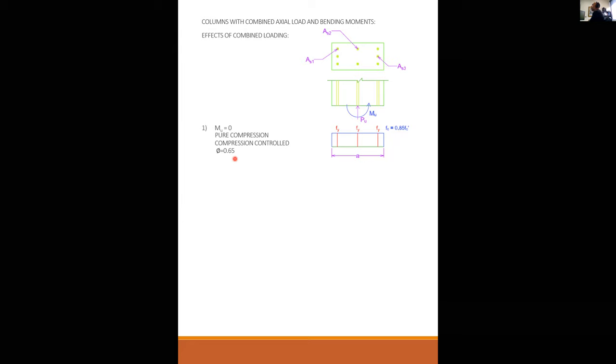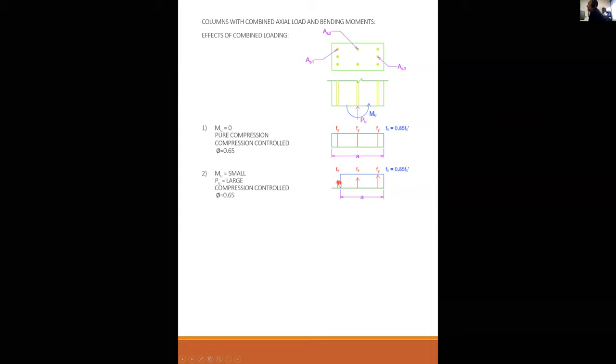Next case, where I had a small moment. Now we can calculate little a. Little a is calculated as beta 1 times c. So little a starts to be something less than the whole section. When the whole section is activated in compression, then little a is equal to the whole section. But now little a is starting to get to be something smaller than the whole section. The stress in the concrete is still and always will be 0.85 f'c. But the stress in the rebar here, maybe this rebar is still yielded, but these rebars are at a stress something less than yielding.